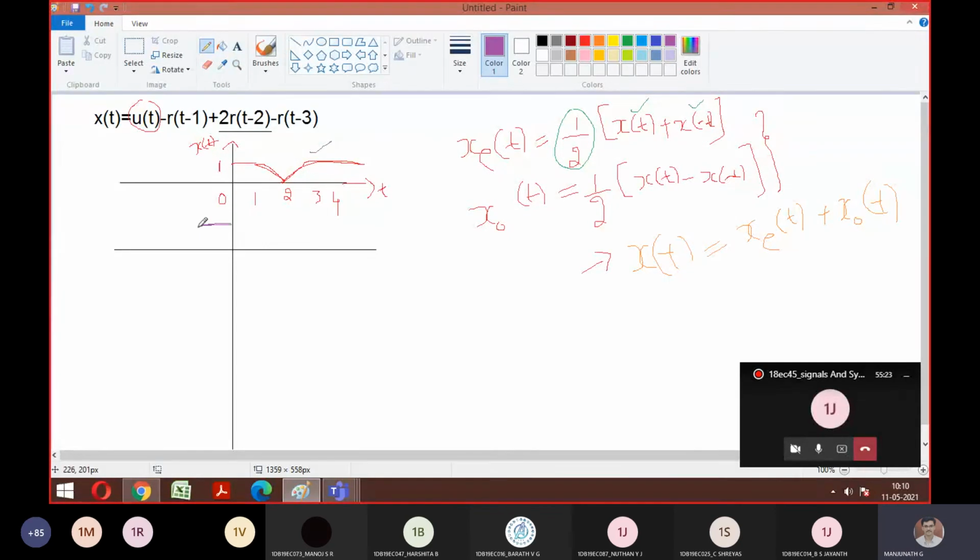So is it how it looks? Everyone? So this is your x of minus t, having amplitude of 1. So 0, this is minus 1 and this is minus 2 and minus 3, and so on. So this is how your x of minus t looks. With respect to time, we have done reflection. Time was t, here it is minus t. Now we need to add these two to get the even component.